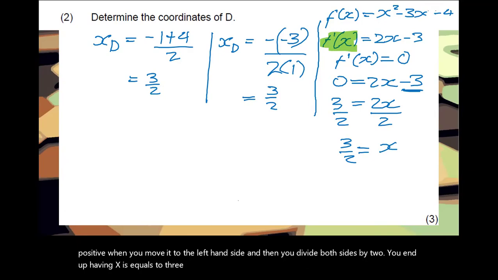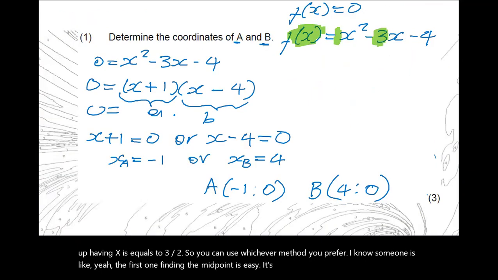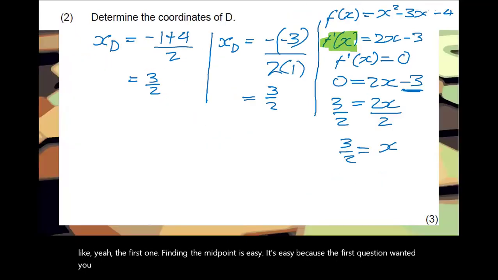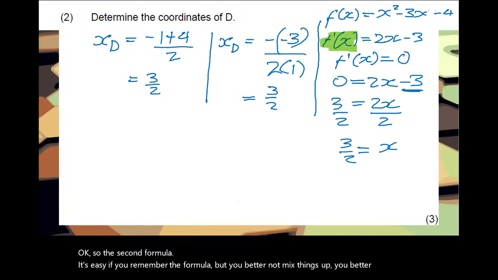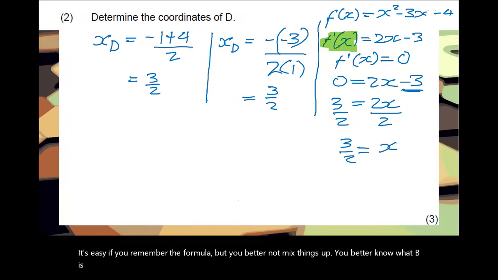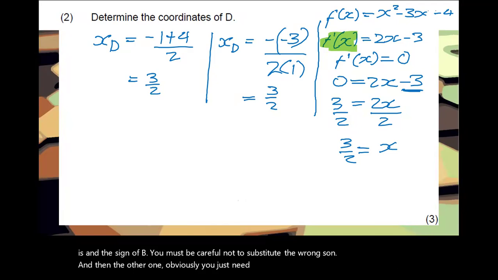So you can use whichever method you prefer. I know someone is like, yeah, the first one, finding the midpoint, is easy. It's easy because the first question wanted you to find the x-intercept, but it's not easy if that question was not there. So the second formula is easy if you remember the formula, but you better not mix things up. You better know what b is, and the sign of b, you must be careful not to substitute the wrong sign. And then the other one, obviously, you just need to know what you are doing, okay?